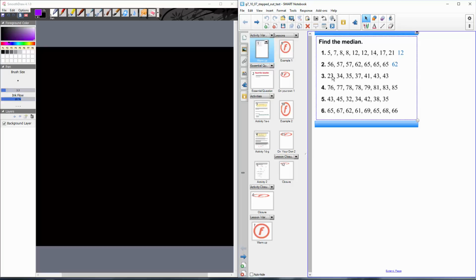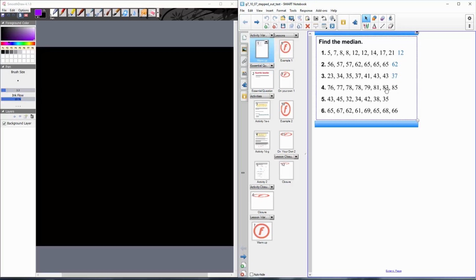For this one here, again, they're in order from least to greatest. Very easy. 1, 2, 3, 4, 5, 6, 7. I go in half, which is 3.5. So 37 is my number.